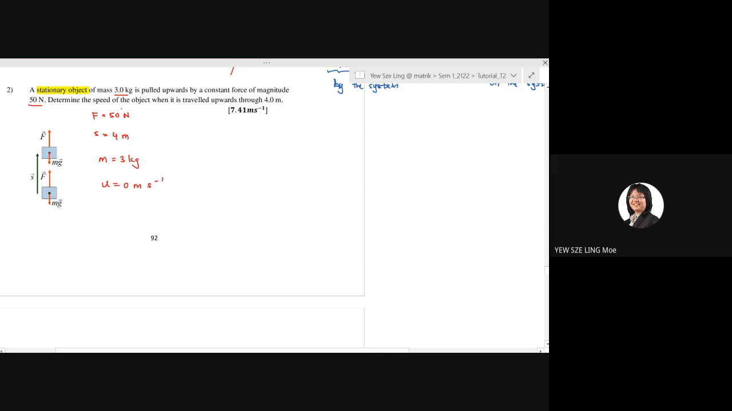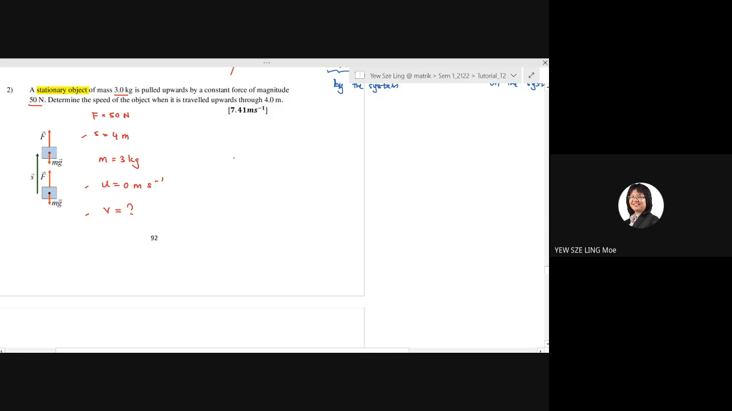Now it wants us to determine the speed of the object, which is your V. What is the value of V? So what are we going to do? Our object is moving up. Try to recall what equations we have. We have U, we have V, and we have S. This F, can we use it or not?